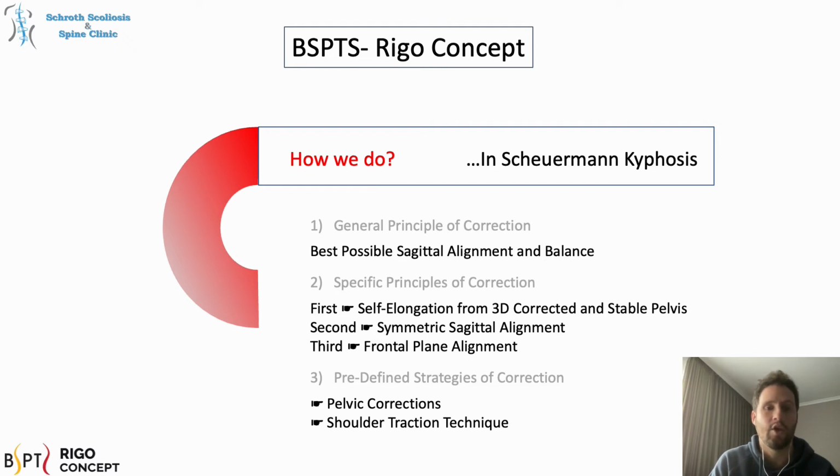This means that we start the corrections from down to up. We need to have a stable basis, so to correct the pelvis and then apply the corrections in the trunk. Then we have the symmetrical sagittal straightening or alignment, and of course frontal plane alignment should also be there. And lastly, we have the predefined strategies of correction, including pelvic corrections and a specific technique. We name it shoulder traction technique for our school.